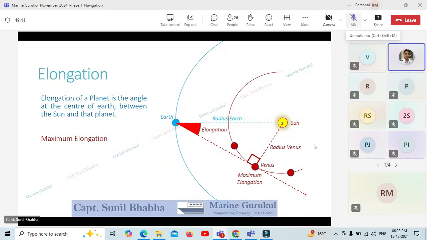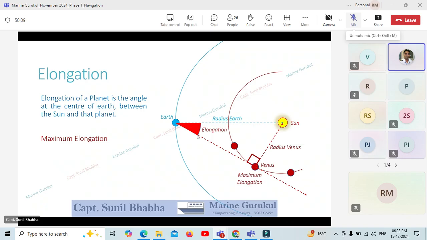Any doubts up to here, beta? Sir, the angle is 180 degrees. Elongation is 180 degrees for the exterior planet. The maximum elongation in case of an exterior planet can be 180 degrees, beta. Sir, can you show it with some diagram? I'm not able to imagine. Okay, I'll show you right now, beta.